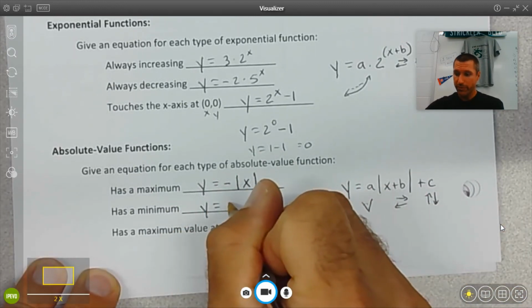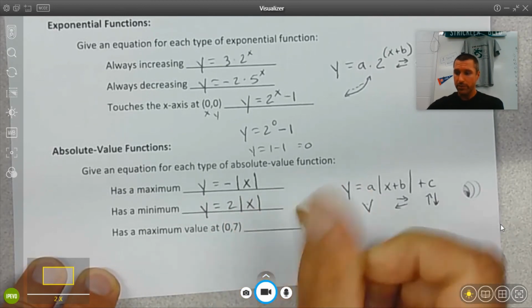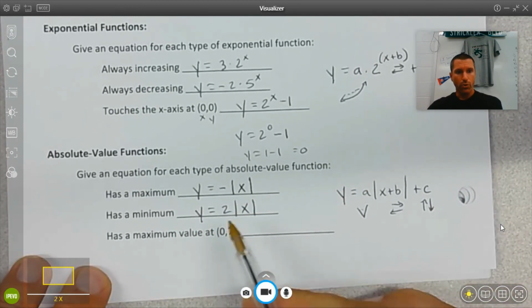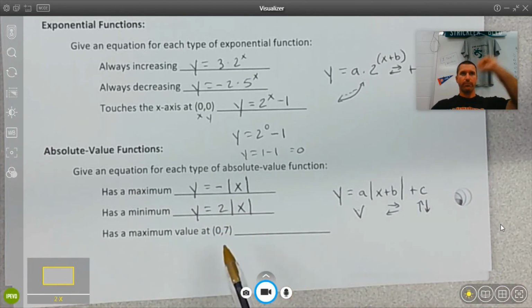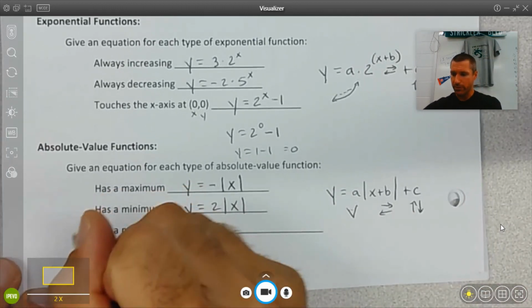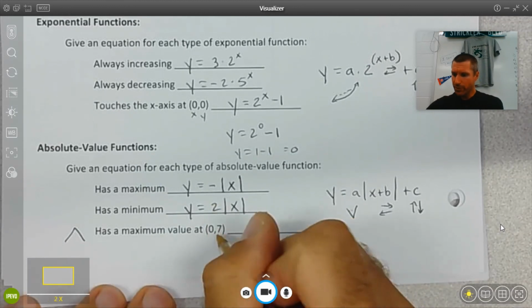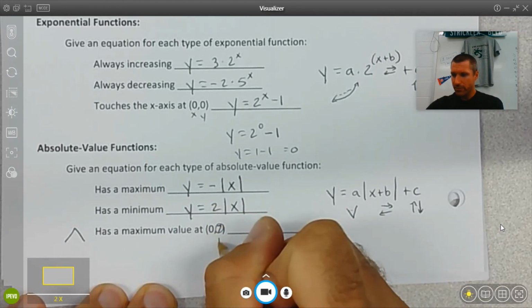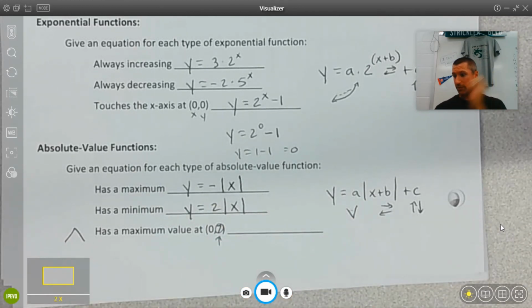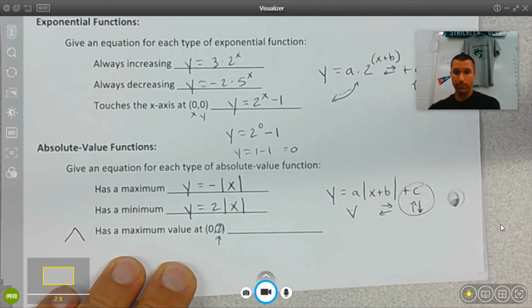You can put a 1 in front of there, you can put a 2, just as long as that number is positive. Okay. It has a maximum value, so it's got to be this direction, upside down, at 0, 7. So you're looking to move this thing 7 units up in the y direction. That would be this number over here, okay?